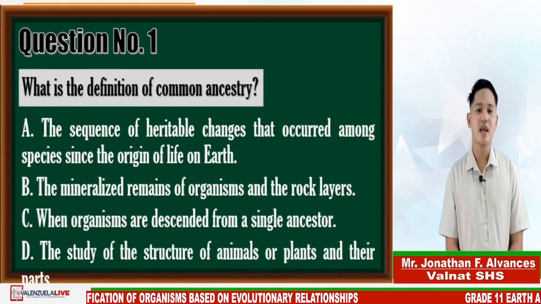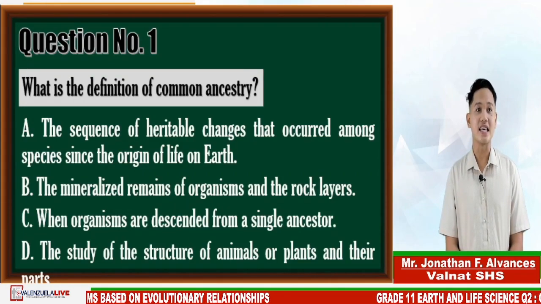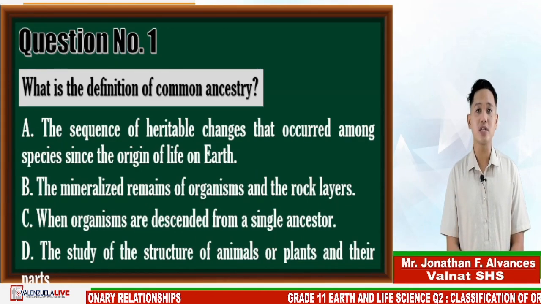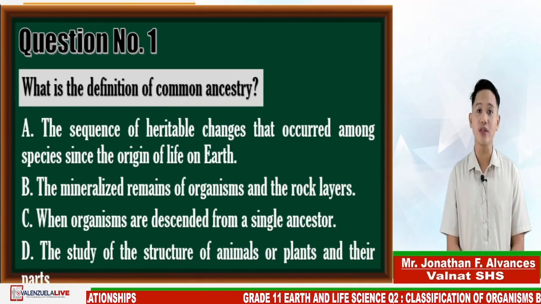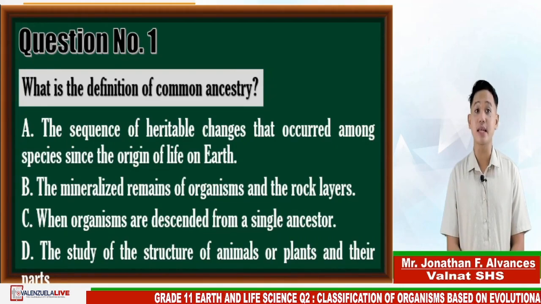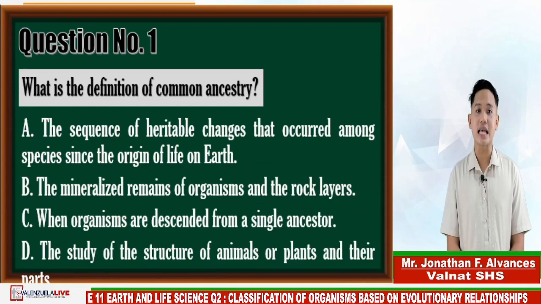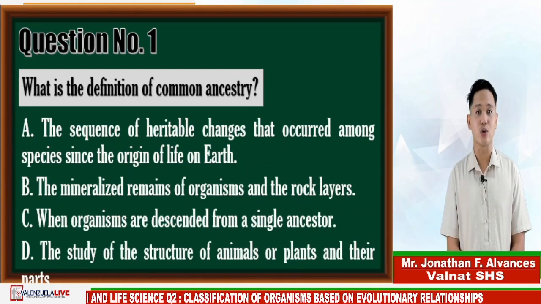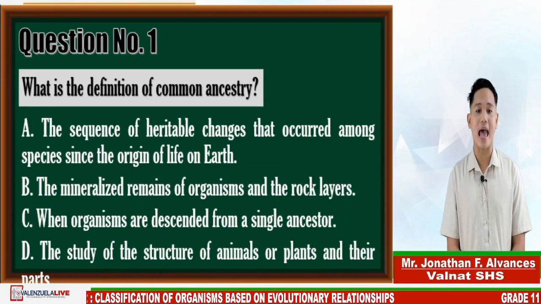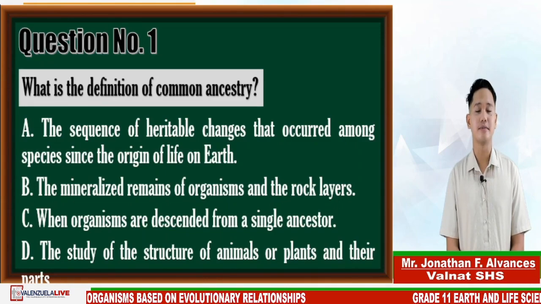Number 1. What is the definition of common ancestry? A. The sequence of heritable changes that occurred among species since the origin of life on Earth. B. The mineralized remains of organisms and the rock layers. C. When organisms are descended from a single ancestor. D. The study of the structure of animals or plants and their parts. Timer starts now.